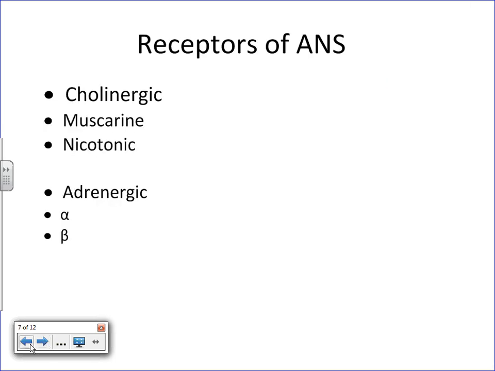Pretty much down packed. All right, now I want to spend some time talking about the receptors of the autonomic nervous system. We've already started talking about these, the cholinergic and the adrenergic receptors. The cholinergic receptors, remember, interact with the neurotransmitter acetylcholine. And remember, you're going to find these nicotinic receptors in a few different areas.